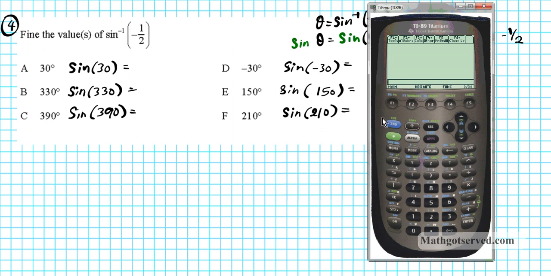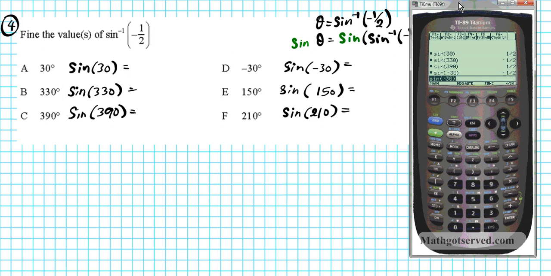We have sine of 30 is 1/2, no good. Sine of 330, negative 1/2, that's good. Sine of 390, 1/2, that's no good. Sine of negative 30, negative 1/2, that's good. So let's write down what we have so far so we don't lose track.